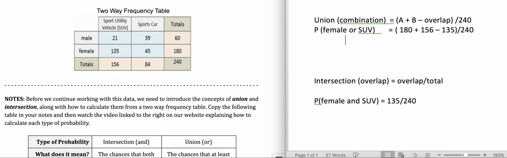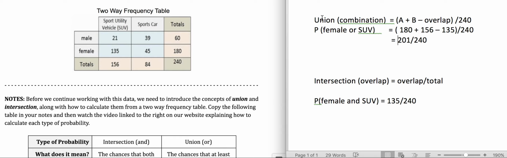When we go ahead and do this, we want to know what's 180 plus 156 minus 135. If we do that in our calculator, that should get 201 over 240, which would be our final answer for the probability that someone either identifies as female or prefers an SUV.